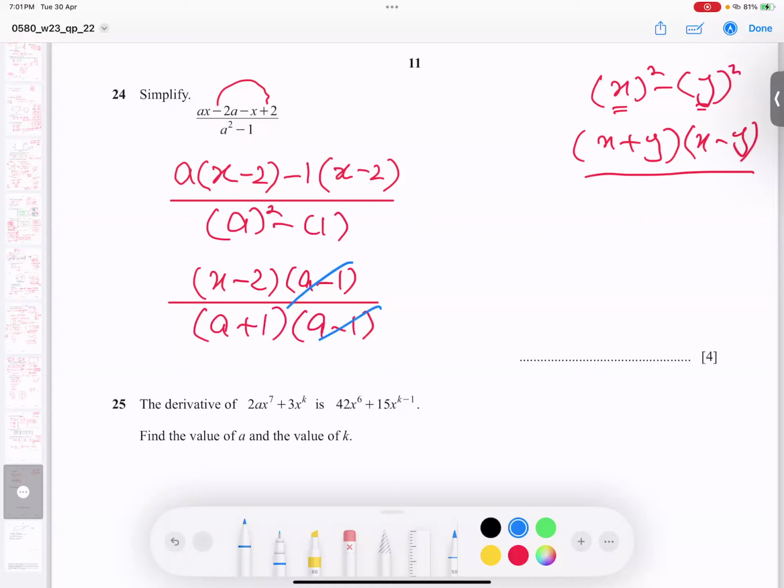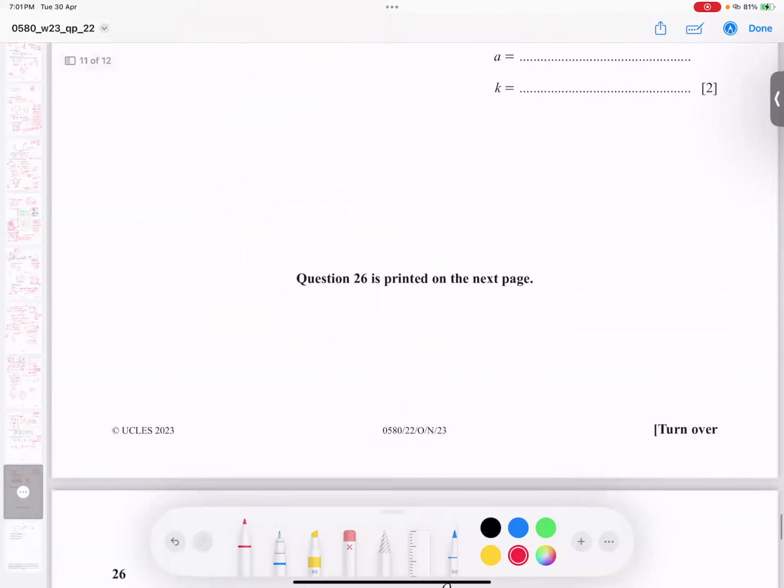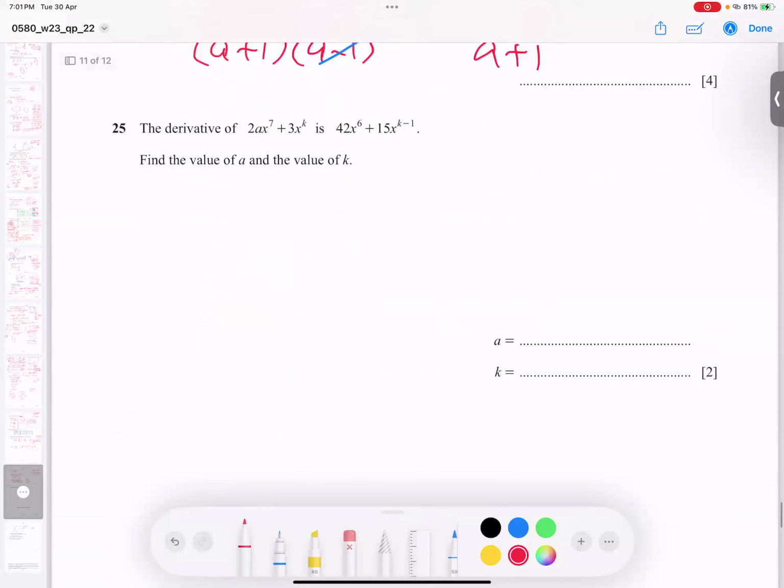And these values cancel out, and this is my final answer. And I believe the point is very, very clear. Last question. Oh, sorry, second last question. Let's go for the second last question.